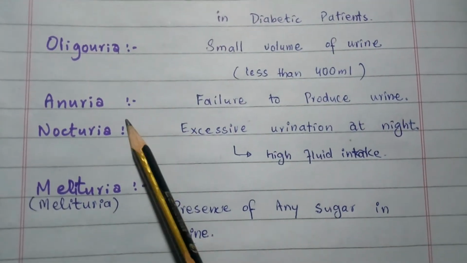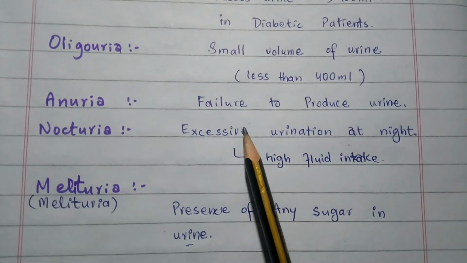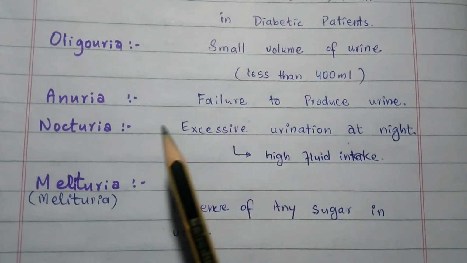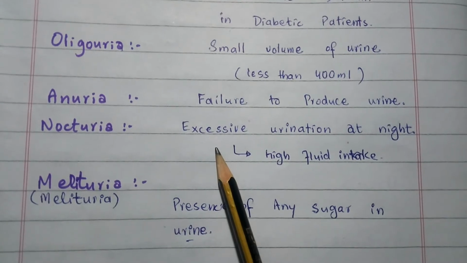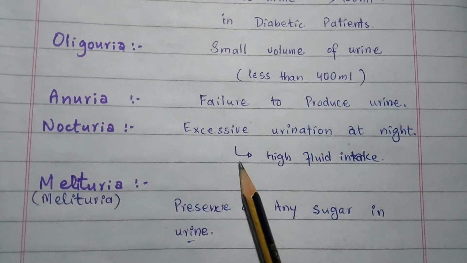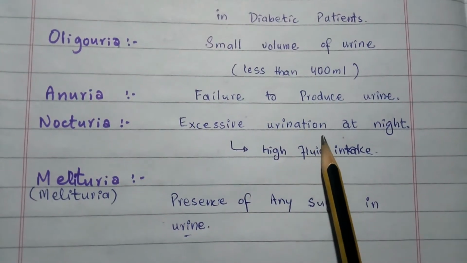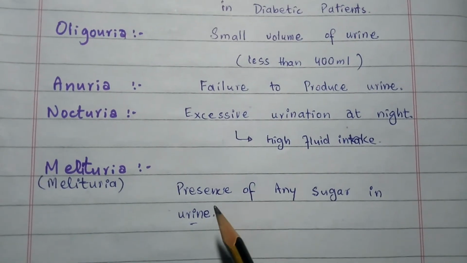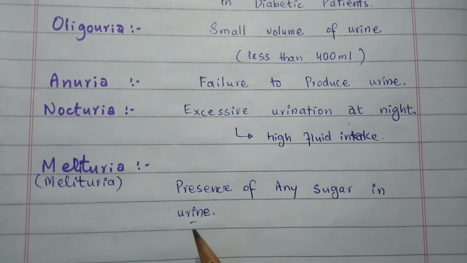Then anuria. Anuria is the condition in which the kidney fails to produce urine, or complete suppression or shutdown of urine flow is called anuria. Then nocturia. Nocturia is excess urination at night. It is due to high fluid intake. If one takes high water content, one may suffer from excess urination at night. Then melituria. Melituria is the medical term used for the presence of any sugar in the urine.